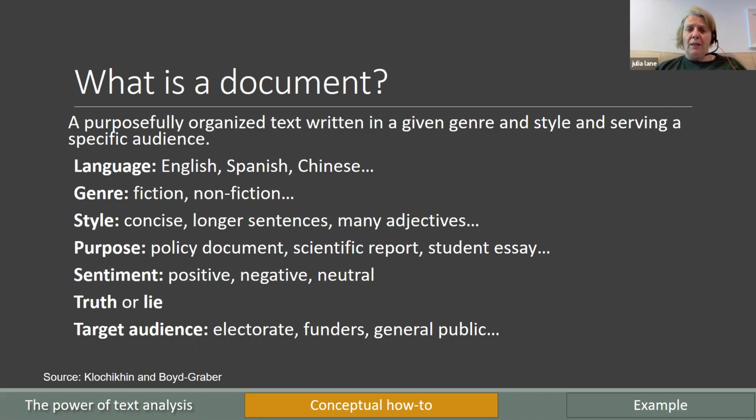Another term that we need to think about is, what is a document? And you think, I know what a document is. Well, it has a very specific meaning when you're doing text analysis. It's a purposefully organized text written in a given genre and style and for a specific audience. The basic idea here is we're interested in describing exactly how the text is structured and why it is structured that way. Obviously I just talked about the different languages in which it's organized.